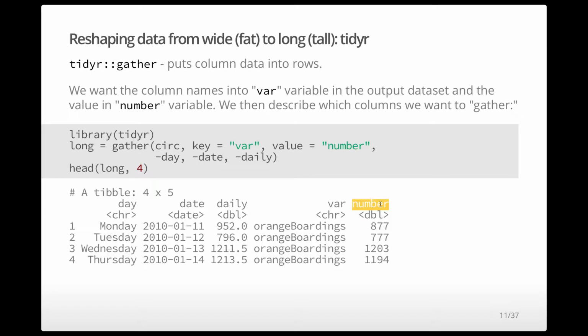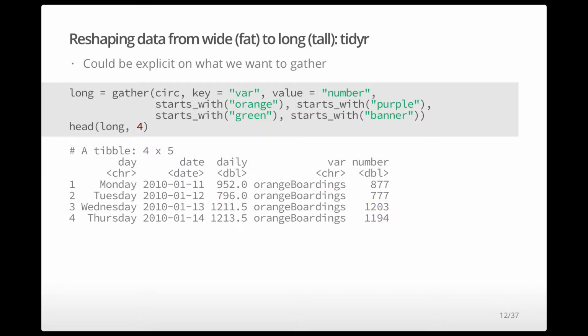Yes? Why is it minus? Because I don't want to gather those up. On the next slide, we could have been explicit, instead of saying gather everything but these columns, which I did on the last slide. Here we say I want to gather anything that starts with the word orange, purple, green, or banner. Two different ways to do the same operation. One is saying gather everything but these. The other is saying explicitly gather these specific columns.